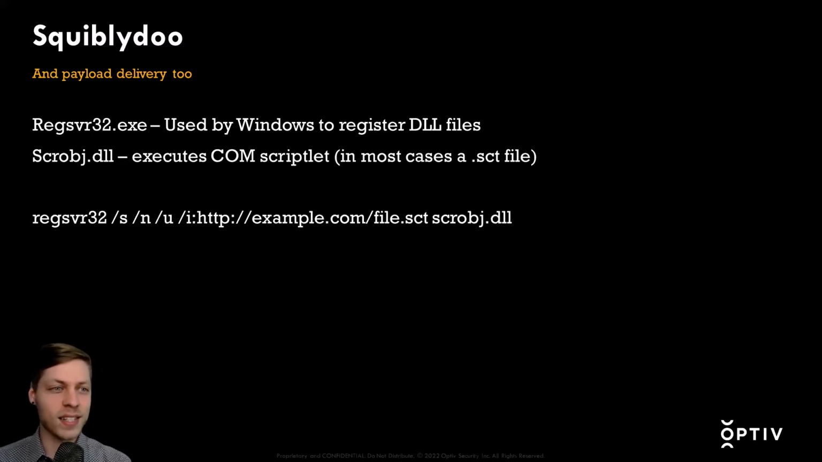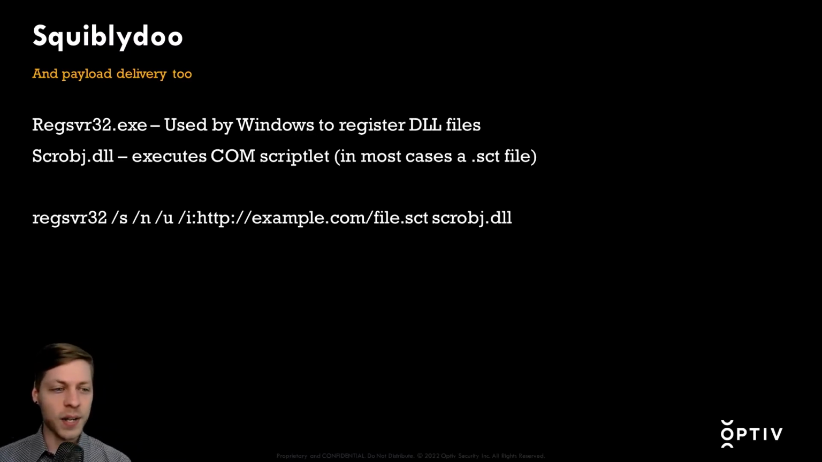It hits criteria 1 pretty perfectly. This is present on the system by default. Regsvr32 and scrobj.dll are both Windows signed legitimate files that are going to exist in every Microsoft Windows system. Regsvr32 is used by Windows to register and unregister DLL files, and scrobj.dll is used to execute these COM scriptlets. Usually it's going to be a .sct file.